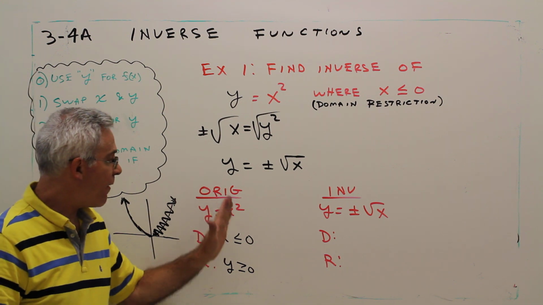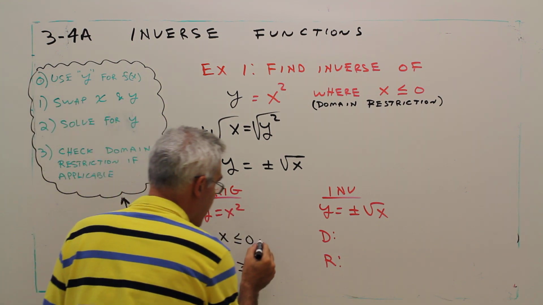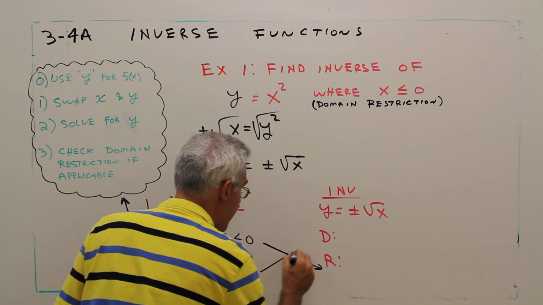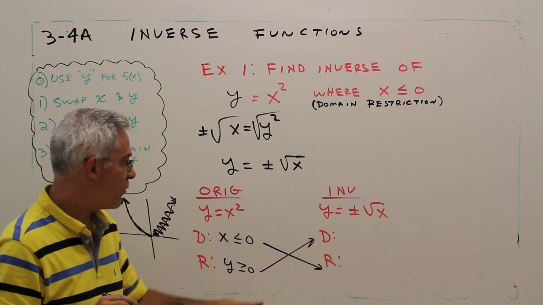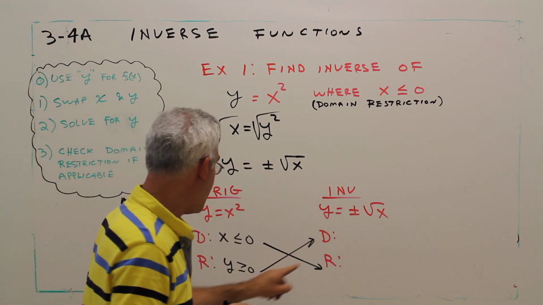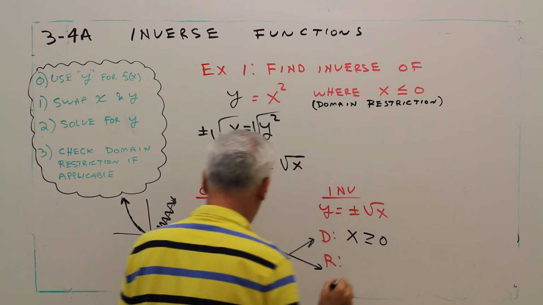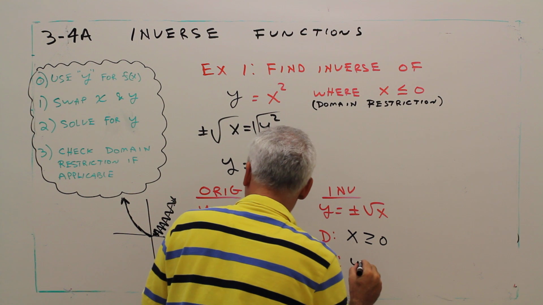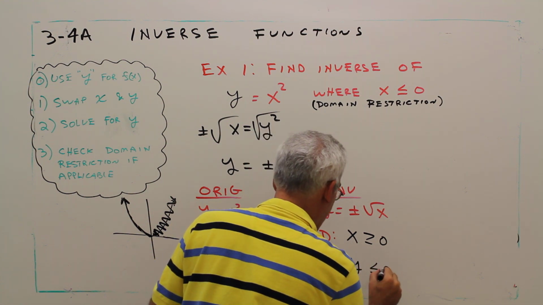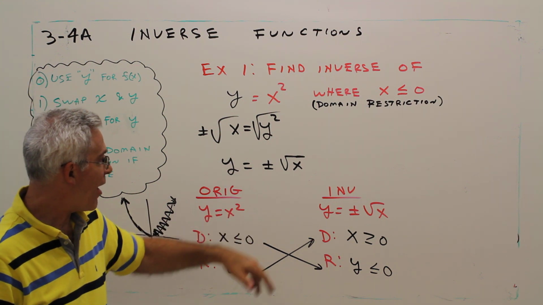And with the function and the inverse, the domain and range are swapped. So I usually just draw arrows like this. This domain becomes that range, this range becomes that domain. So the domain of my inverse is going to be x is greater than or equal to 0, and the range of my inverse is going to be y is less than or equal to 0. I also like to sketch a quick graph of my inverse.